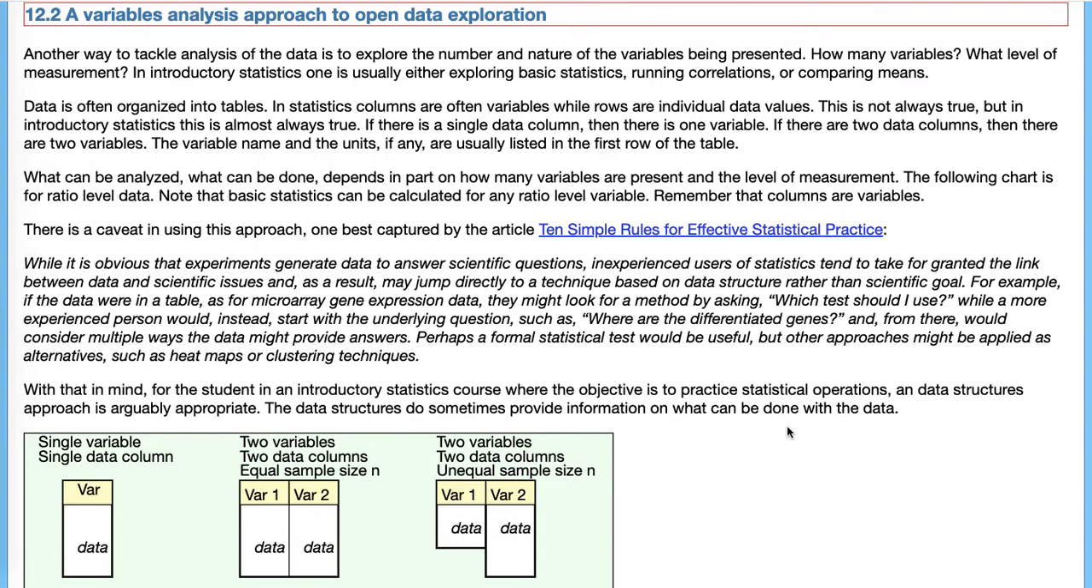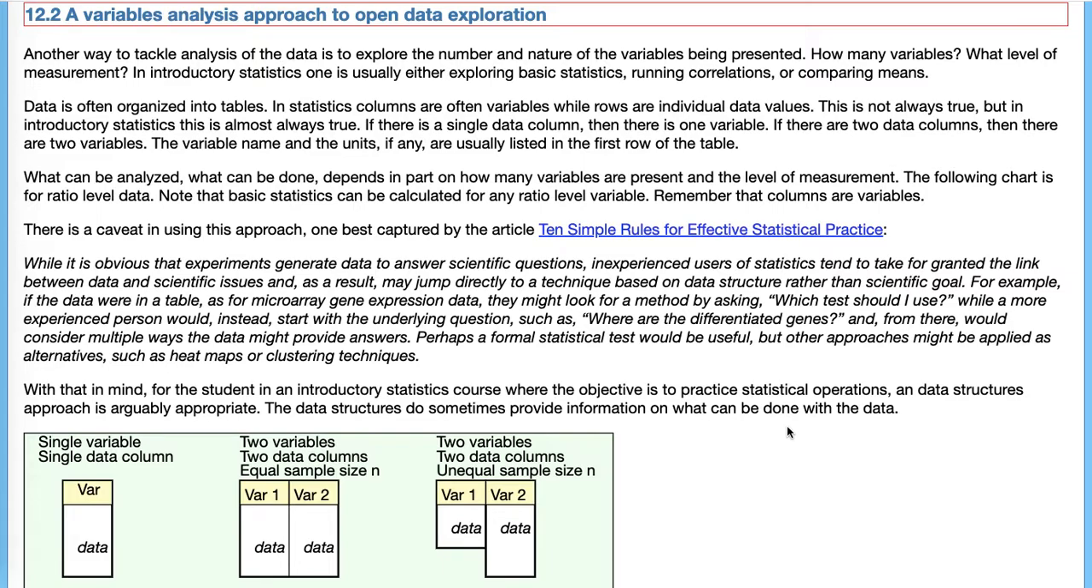I suggest a variables analysis approach to open data exploration. Another way to tackle analysis of data is to explore the number and nature of the variables being presented. How many variables? What's your level of measurement? This approach is perhaps most appropriate to an introductory statistics course.